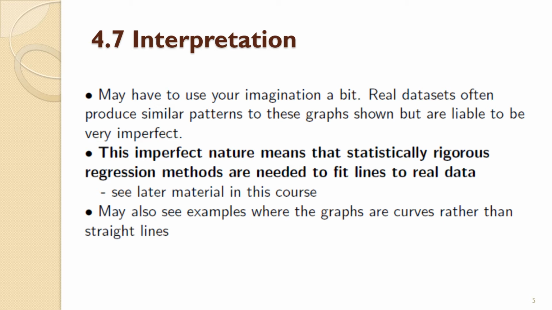You may also see examples where graphs are curves rather than straight lines. So these three graphs are obviously a very extreme case of when everything works perfectly, but the reason I thought it was important to present it like this is that even if you're looking at a complicated regression model, the same basic principles apply as apply to the very simple maths that you see at high school. The basic question is: is there zero correlation? If there's not zero correlation, is there positive correlation or negative correlation?